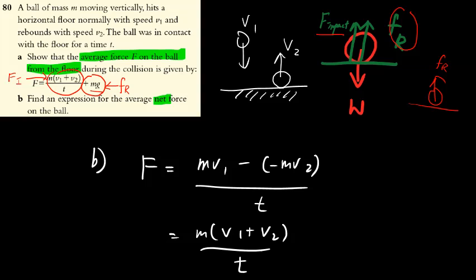For part B, it asks you to find an expression for the average net force. In this case, you can get rid of the mg.